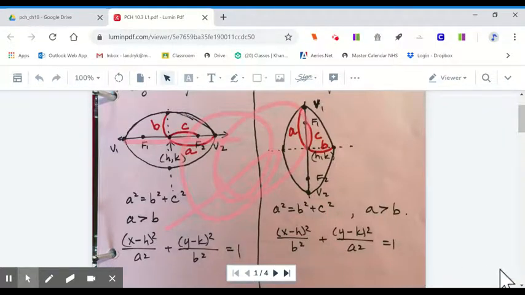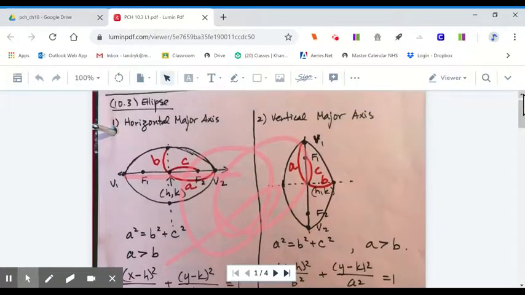Okay, so let's look at a vertical major axis situation. Here we have a, which is the longest distance. The distance between the center and the vertex is still a, and the distance between the center and the co-vertex is b. The distance between the center and the focus is c.